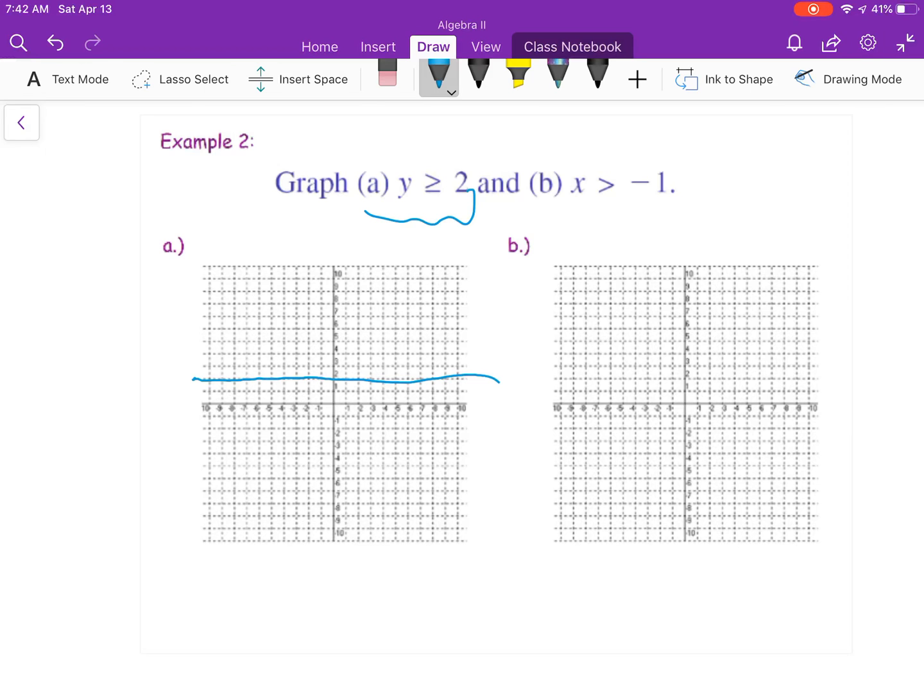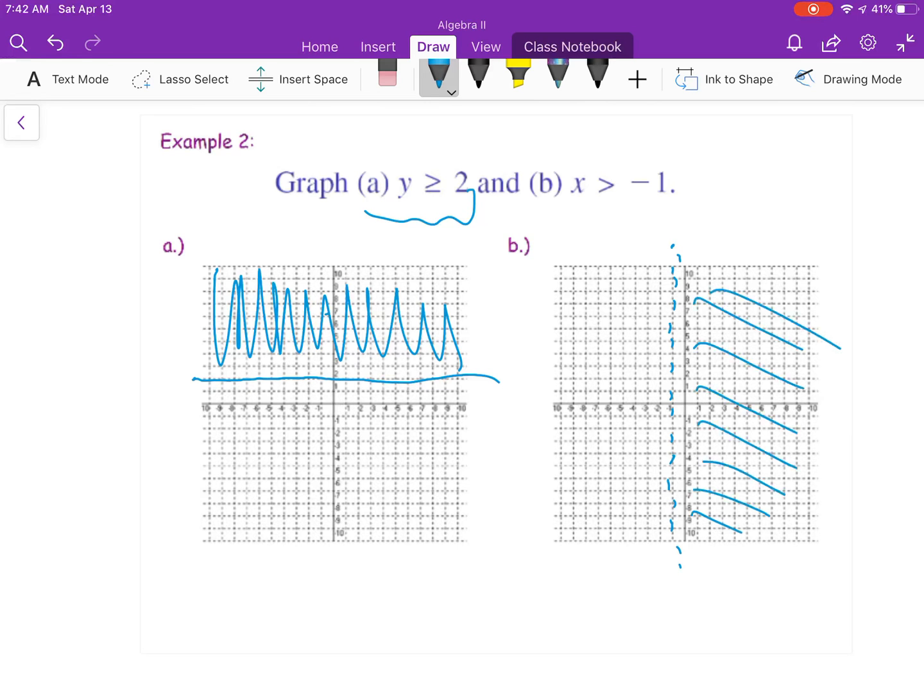And here, where are all the y values that are bigger than 2? Well, 3 is bigger, 4 is bigger, 5 is bigger. I'm only really worried about y because my equation only has y in it. Whereas on this one, x is greater than -1, so now that's a vertical line passing through -1, but this time it's going to be dashed. And then I'm just going along the x-axis and picking the values that are bigger than -1, so 0, 1, 2, and so forth.